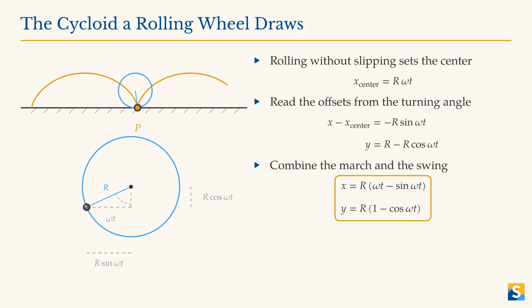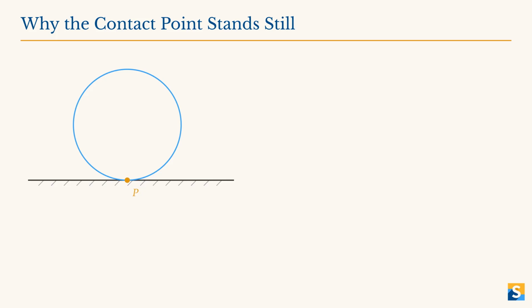Notice the structure. The first term in X is the steady march of the center. The second is the mark swinging forward and back around it. Superposition again. The same tool as the projectile, now wrapped around a rolling wheel. Differentiate both coordinates to get the velocity.